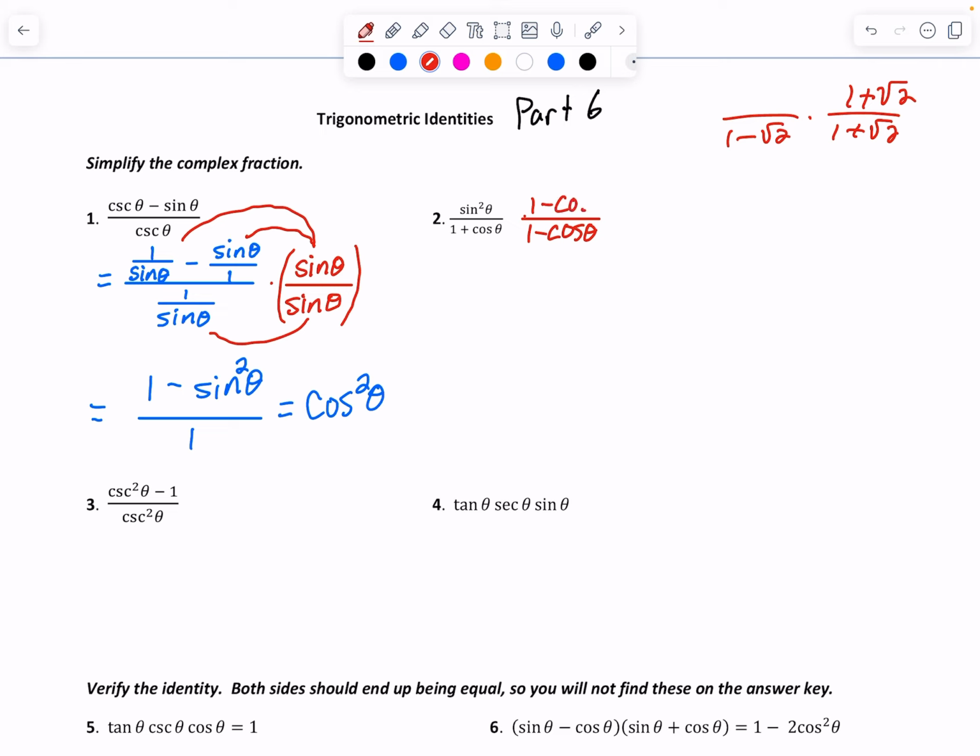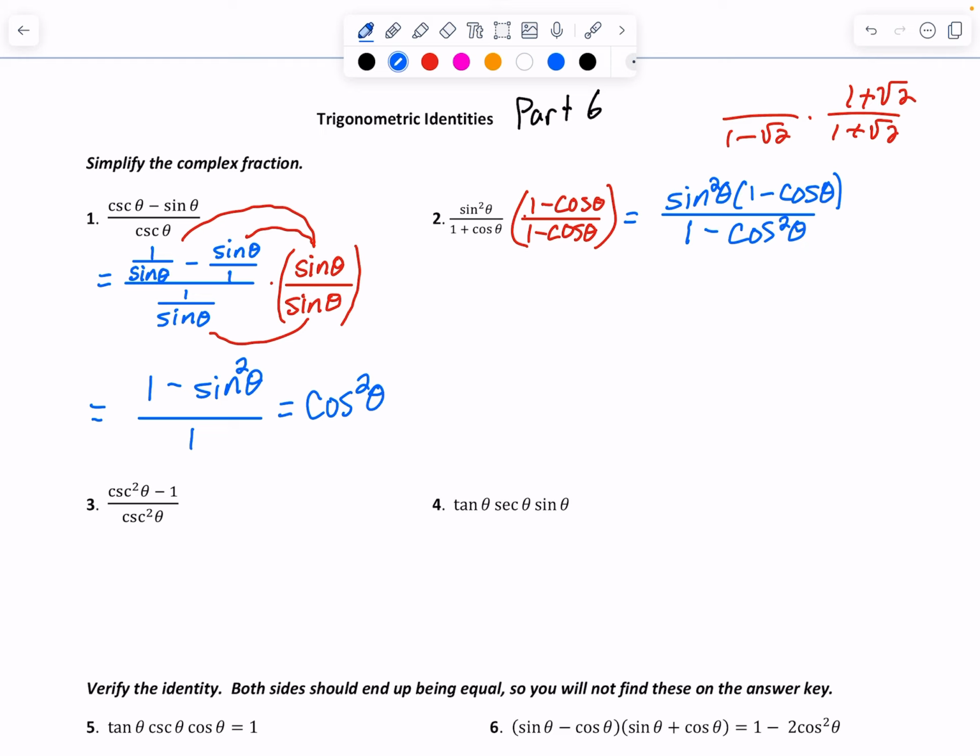So 1 minus cosine theta, and I'm multiplying by 1, so that's what keeps me legal there. On top, I'm going to get a sine squared theta. I'm not going to distribute until I know I need to. Notice we're writing our thetas every time. And then on the bottom, that's the difference of squares, where the middle terms cancel out. So I'm just going to do 1 times 1, and then minus cosine times cosine is cosine squared.